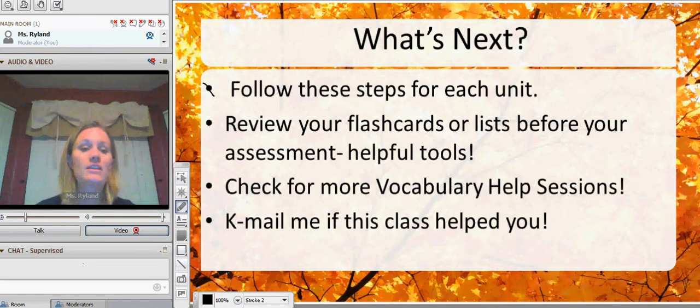So I want you to follow these steps for each unit. If you're writing out the Latin roots, the definitions, flashcards, whatever you choose, you are going to succeed. And review those lists and flashcards before you take each and every assessment. This will keep you from taking those assessments 3 and 4 times. Check for more vocabulary help sessions throughout the year. They will show up on your Class Connect sessions.